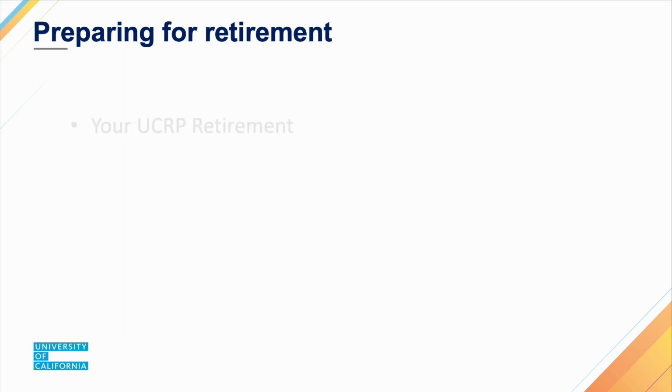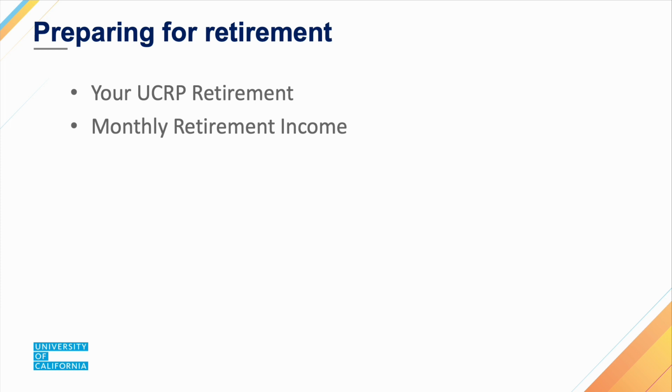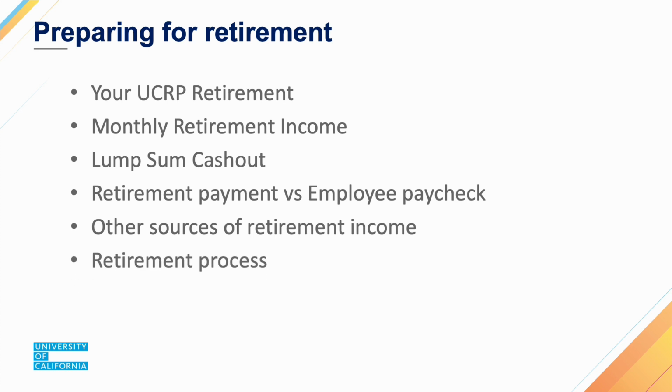In this session, we'll look at your UCRP retirement pension and how it's calculated. We'll discuss the monthly retirement income options, lump sum cash out options, look at how your paycheck is calculated in comparison to the retirement check, discuss other resources of retirement income, including the capital accumulation payment, retirement savings program, Social Security, and other retirement system agreements. We'll discuss how to elect retirement and also what you can expect once you've retired.